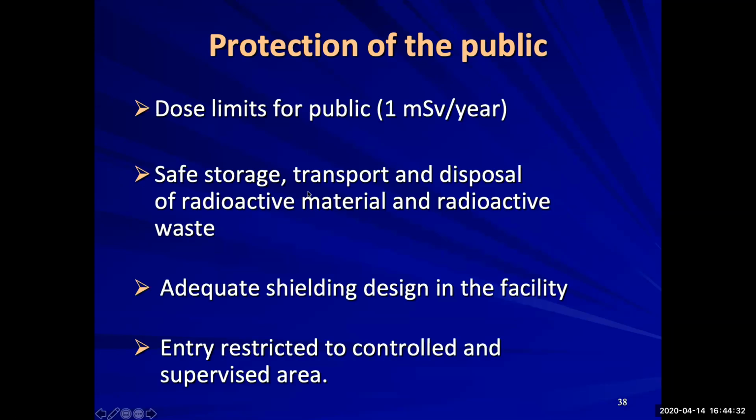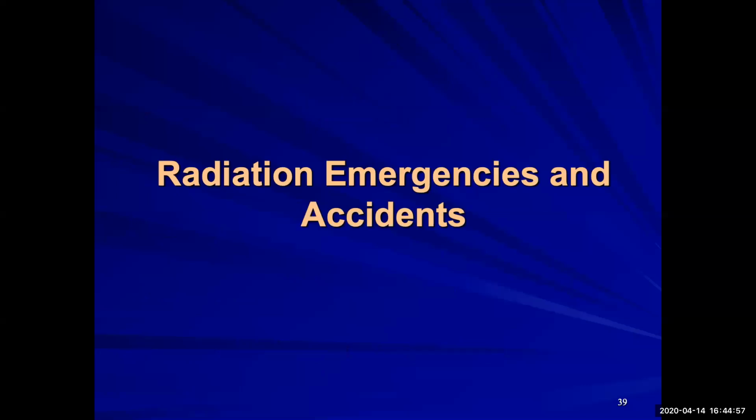The protection of the public, go quickly here. Dose limit, we said it's 1 millisievert per year. We need safe storage, transport, and disposal of radioactive material to protect the public. We need adequate shielding design in the facility, especially in the waiting room. Entry is restricted to control and supervised areas, the imaging area, or the area where they're injecting in the hot lab. So it should be restricted for the public.